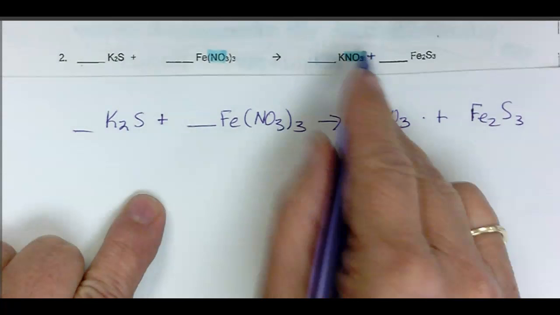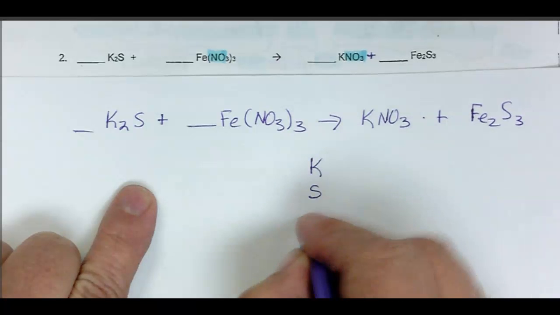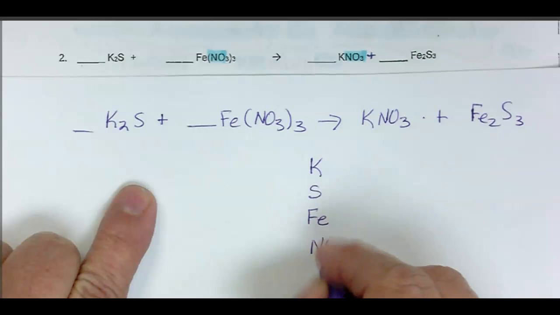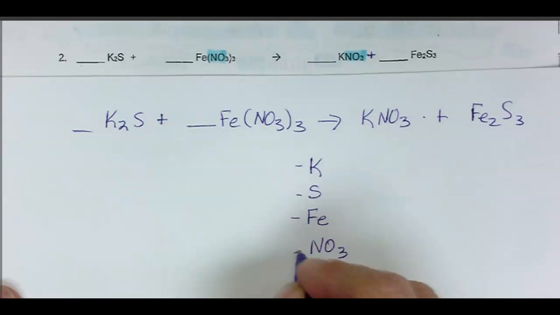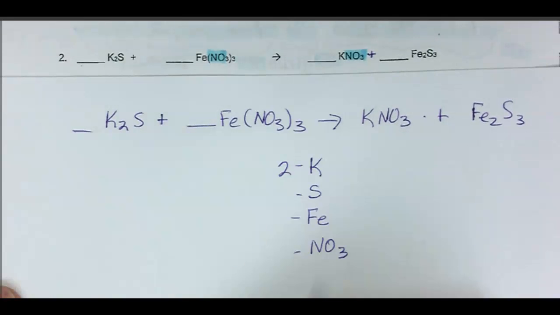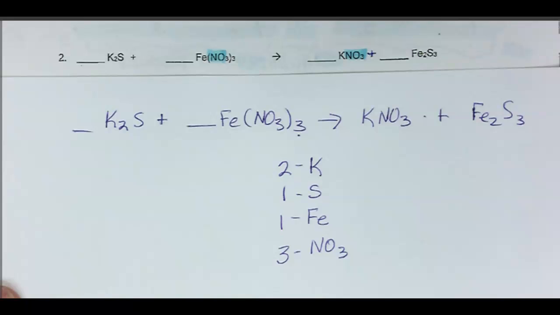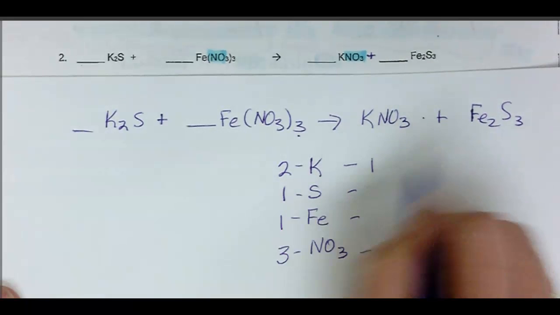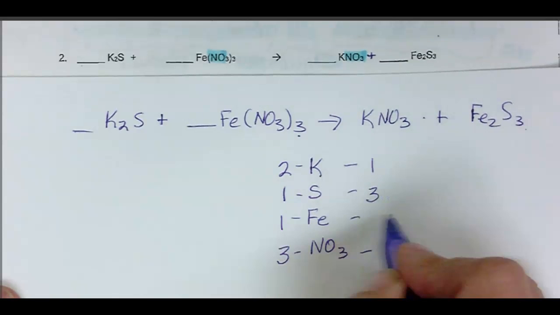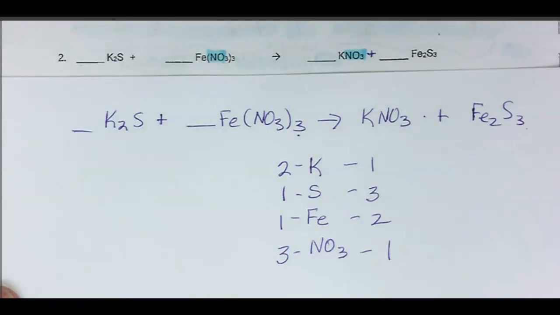And there was a plus sign missing there, if you didn't hear me say that earlier. So we have K, we have S, we have Fe, and again, I'm going to leave my polyatomic as a group. So I have 2 potassiums, 1 sulfur, 1 iron, 3 of my nitrates. 1 potassium, 3 sulfurs, 2 on the iron, and again, there's no parentheses, so there's only 1 of the nitrates.